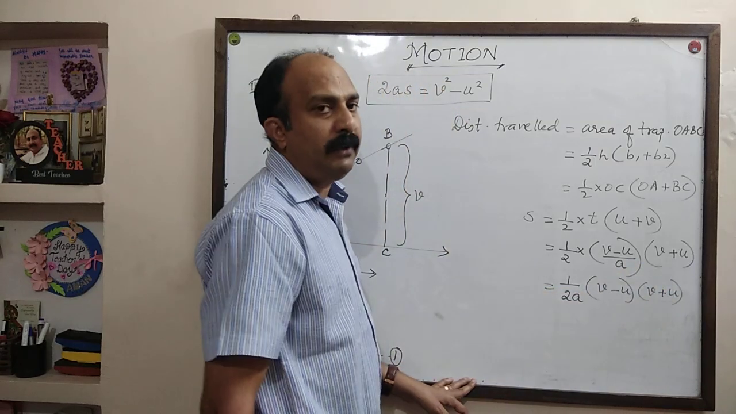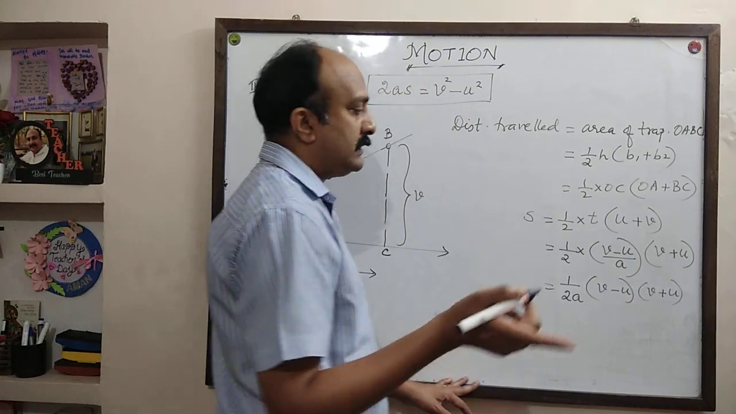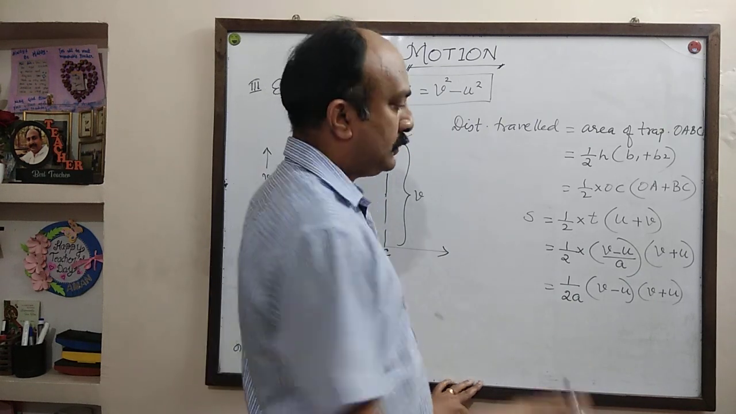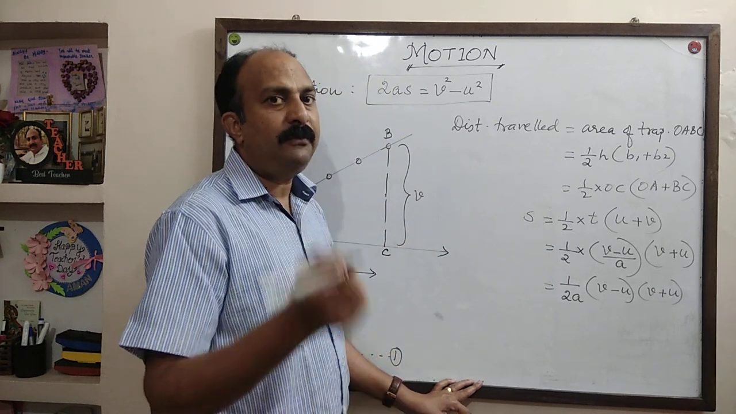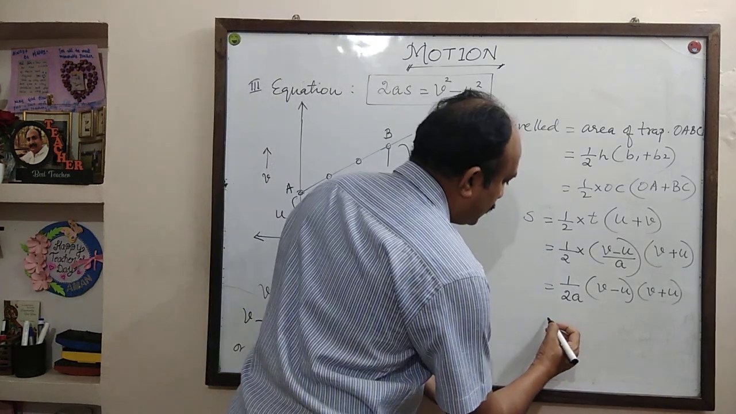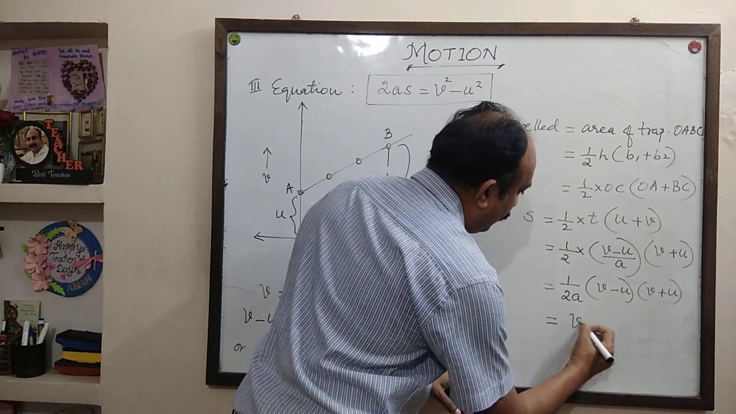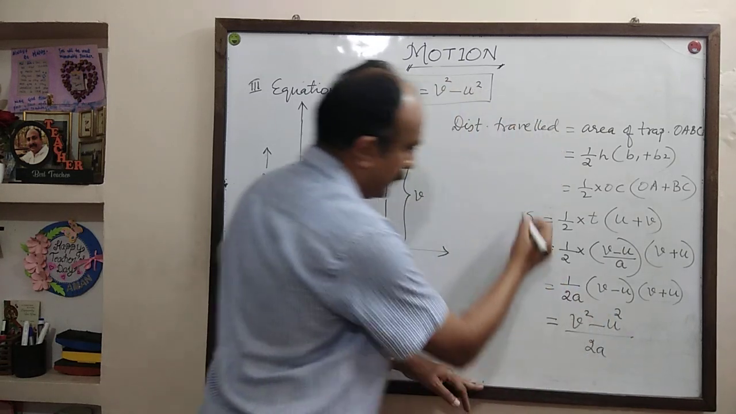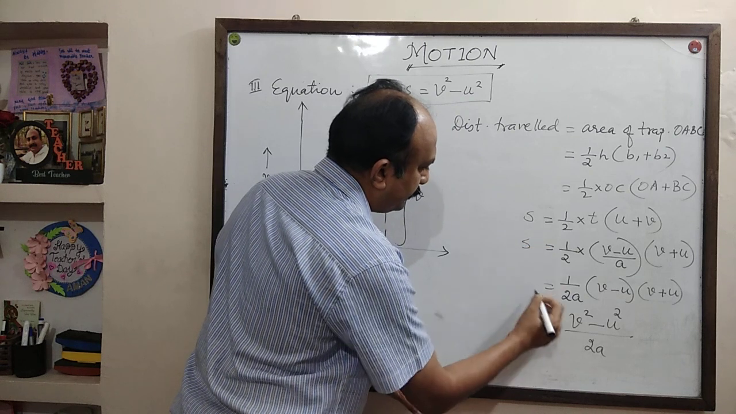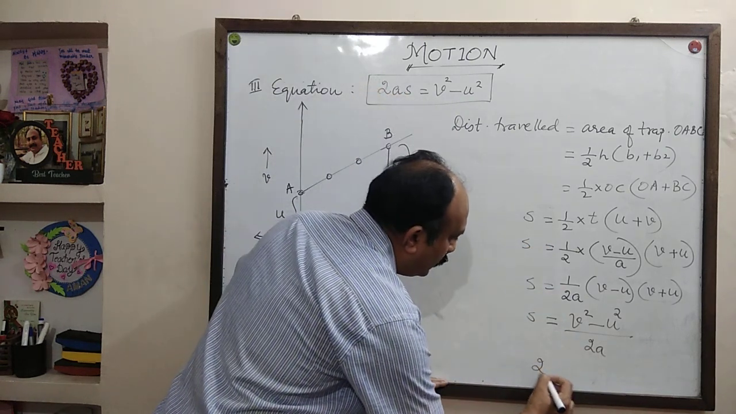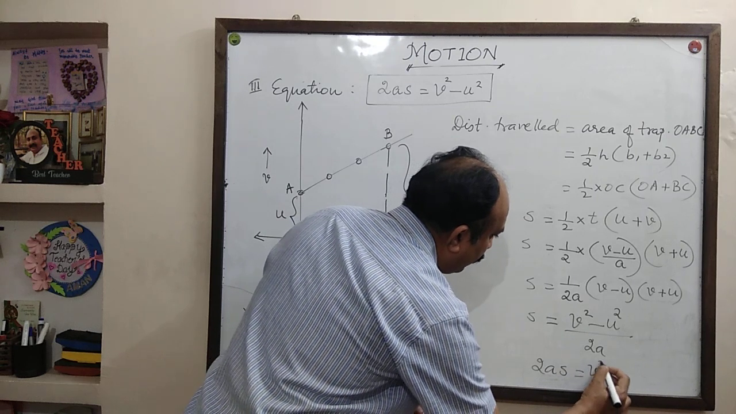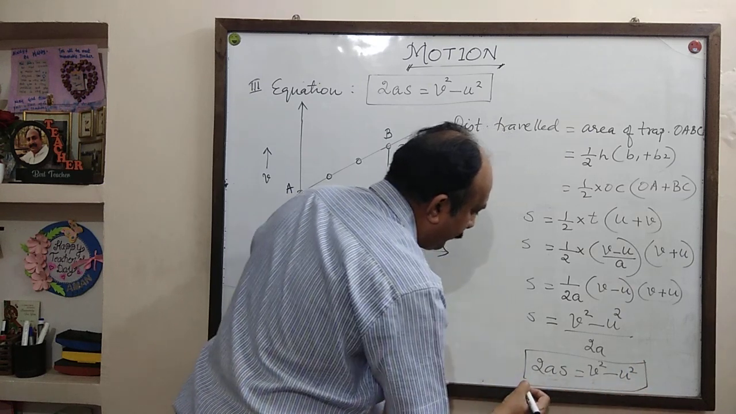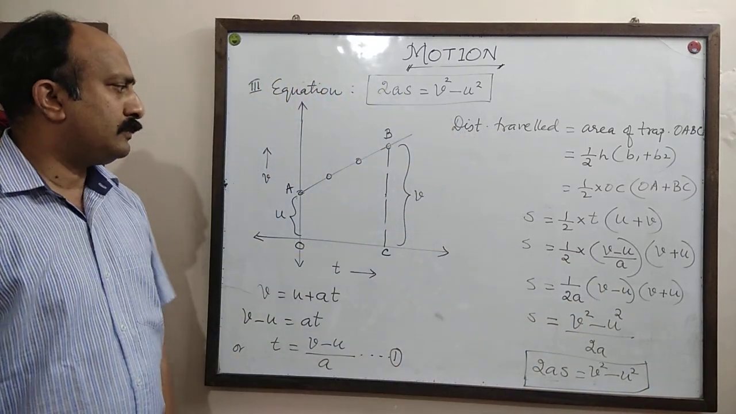What is V minus U into V plus U? In mathematics you might have studied A minus B into A plus B equal to A square minus B square. So V minus U into V plus U becomes V square minus U square. So this will become V square minus U square upon 2A. Here we have S. Cross multiply. 2AS is equal to V square minus U square. This is the third equation of motion.